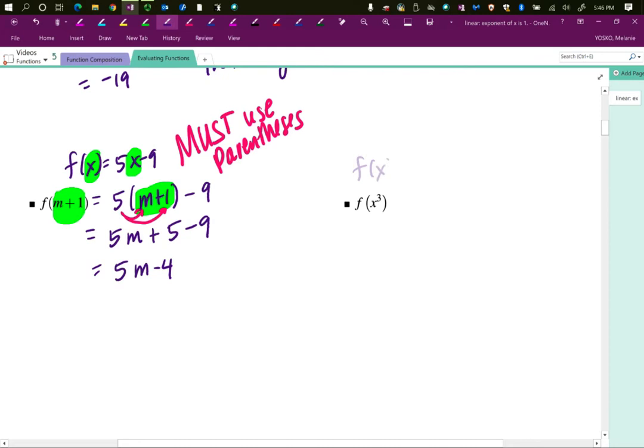Okay, let's try another one. F of x cubed. So now we have replaced this x right here with x cubed, which means we must replace this x with the new input that we've chosen, which is x cubed. And this one really can't be simplified very much. This is 5x cubed minus 9.